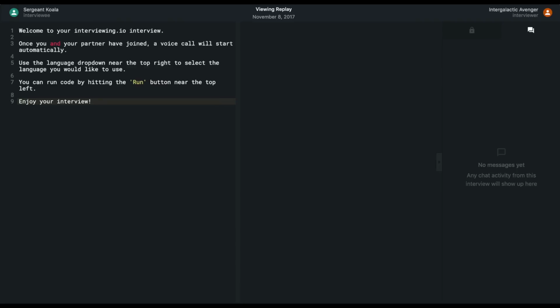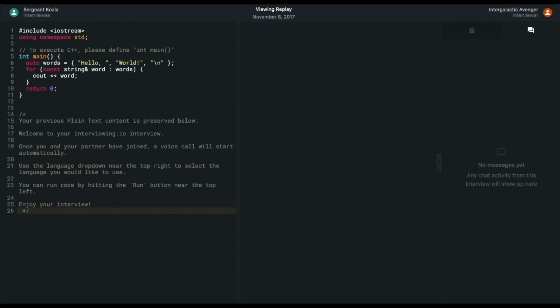Good, just fine. So, are you familiar with the platform? You know how it works and everything? Yes, I've done one of these before, so this will be my second one. I hope this one goes as well or better than the last one. Okay. Excellent. So I see you've already picked C++. Bold move. I like it.